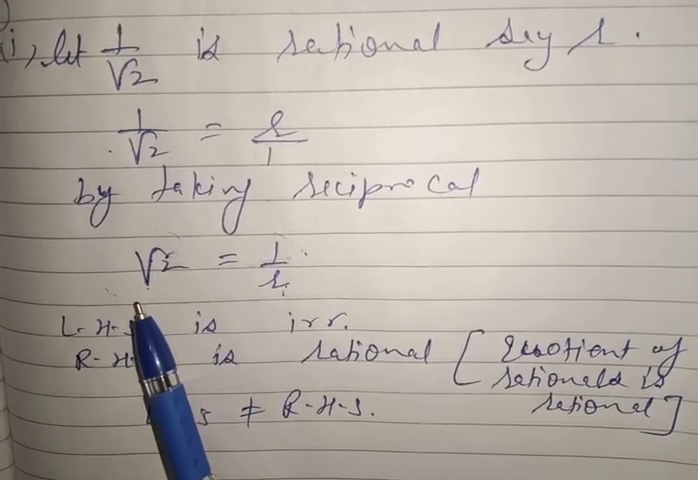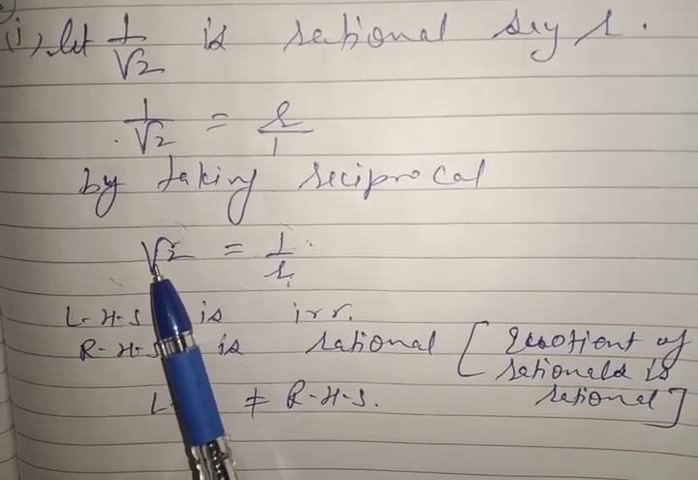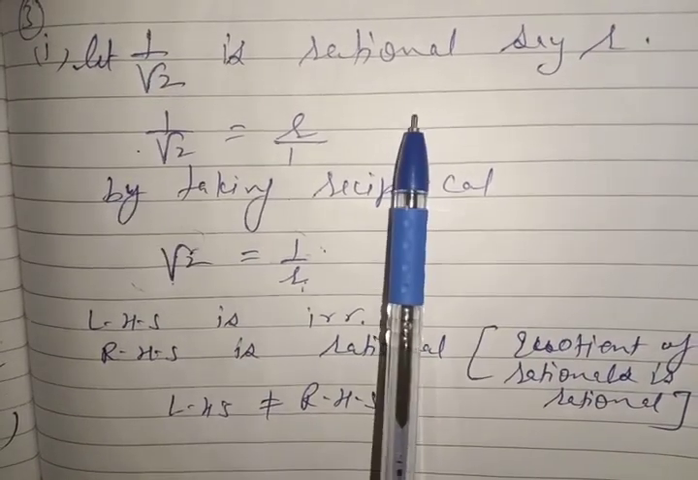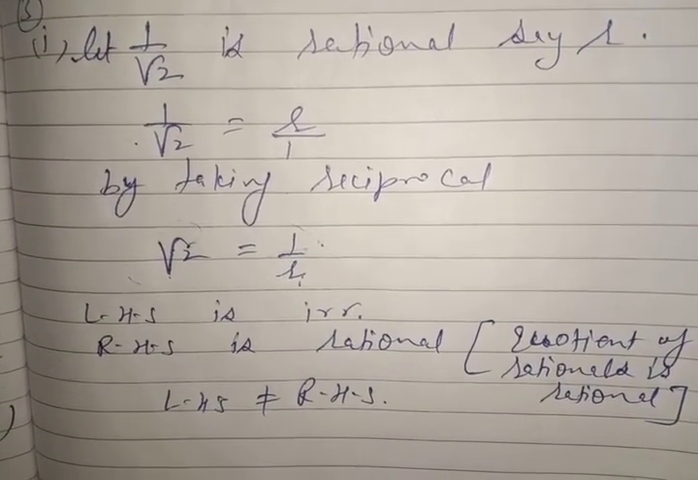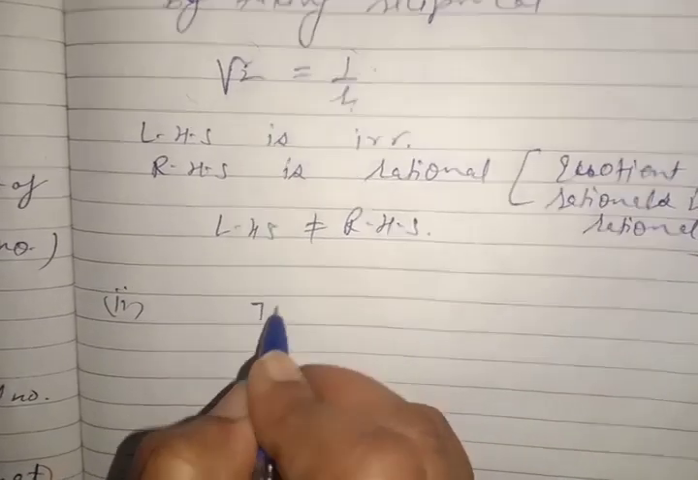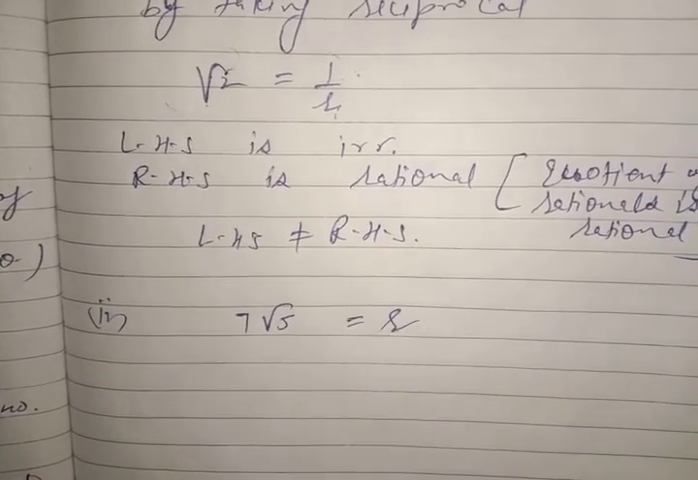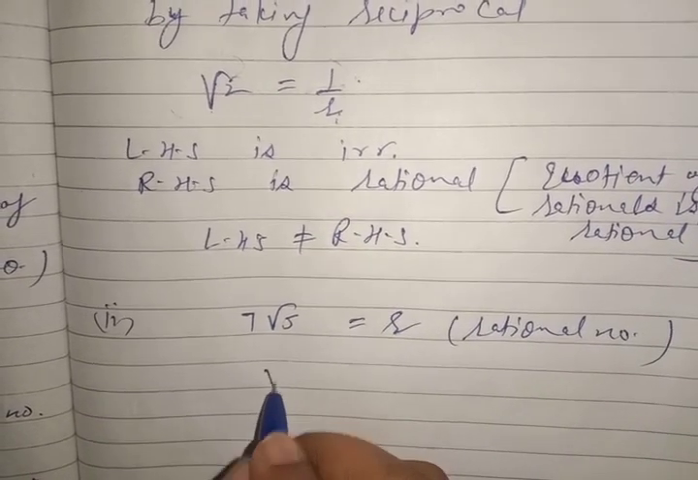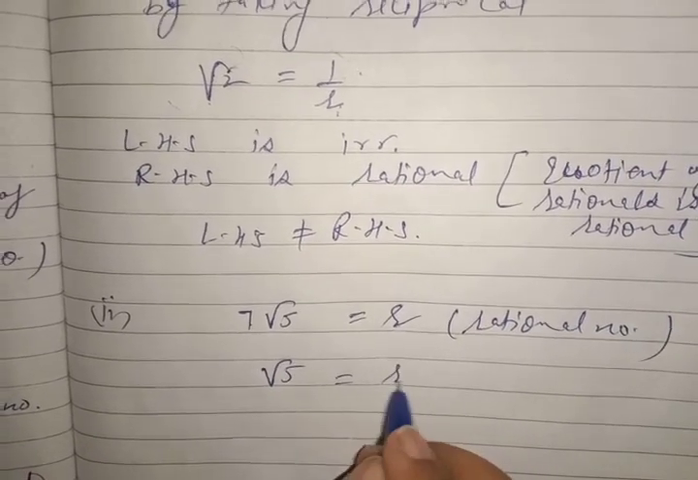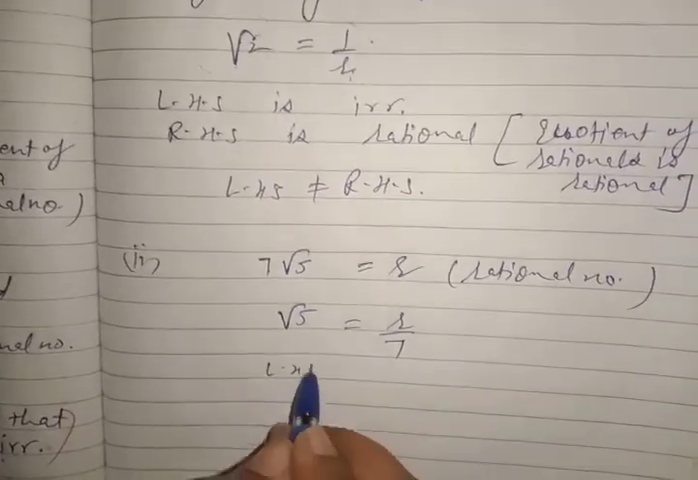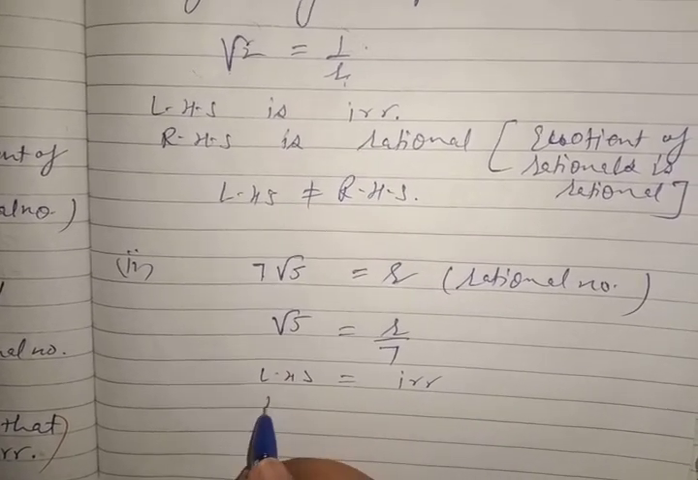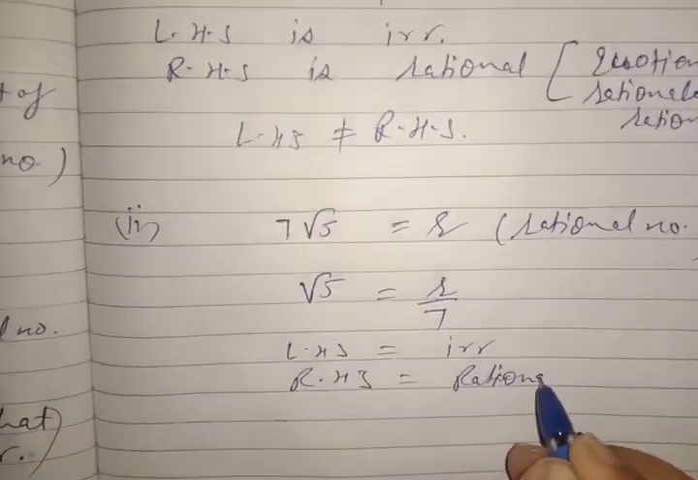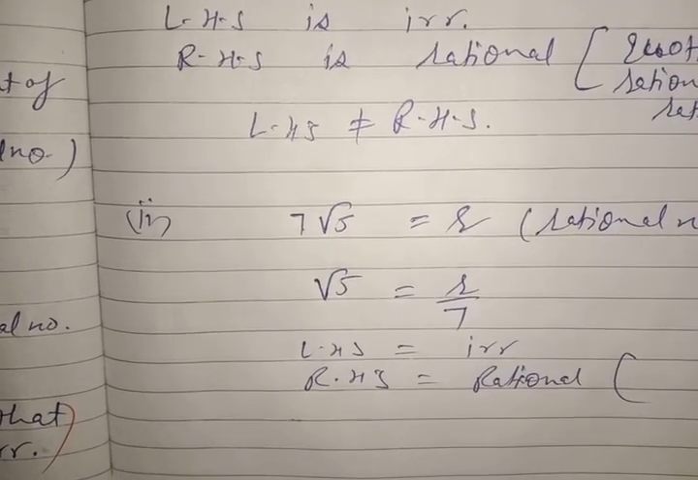the same form of question will be there: prove that root 2 is irrational, hence prove 1 by root 2 is irrational. Okay, then the second part of this is 7 root 5. So I am supposing it as rational, R a rational number, then this 7 is extra, divide it by 7, and again the same thing. LHS is irrational and RHS is rational. You can write the same steps, and I think you can do it on your own.